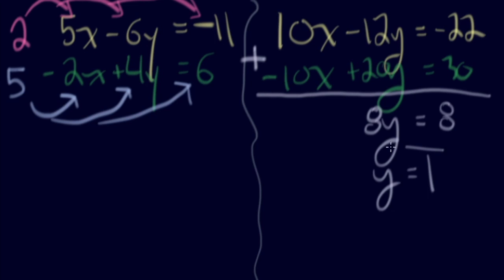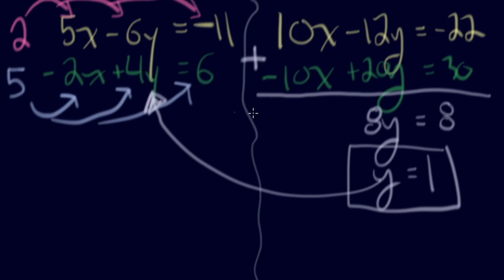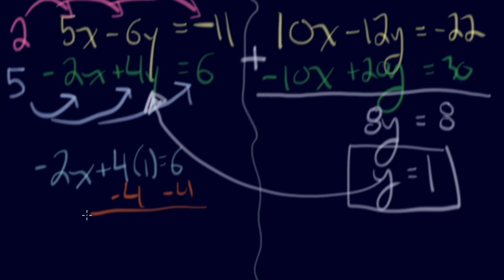Now, I need to take that value for y and put it back into one of the equations. I'm going to put it into this one right here. That looks cool. So I'm going to get negative 2x plus, basically it's going to be 4, right? Equals 6. So I'm going to subtract that 4 from both sides. So I get negative 2x is equal to 2. So x is going to be equal to negative 1.